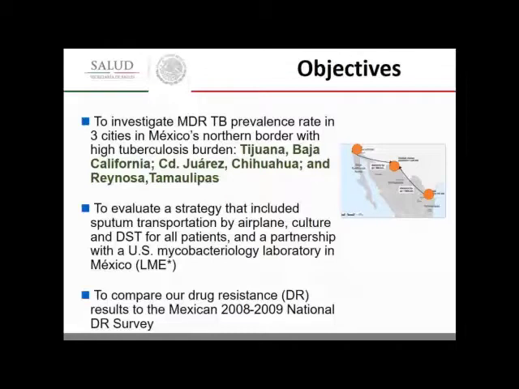Our project had three objectives. One, to investigate the MDR-TB prevalence rate in Tijuana, Baja California, Ciudad Juárez, Chihuahua, and Reynosa, Tamaulipas. These three cities are sister cities to San Diego, California, and to El Paso and McAllen, Texas, respectively. The second objective was to evaluate the feasibility and cost of a strategy that included sputum transportation by airplane and TB culture and DST for all TB suspects, performed at Laboratorios Médicos Especializados, LME, in Ciudad Juárez, Chihuahua. And the third and last objective was to compare our DST results to the results of the National Drug Resistance Survey.